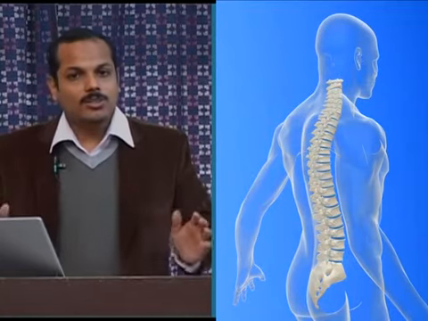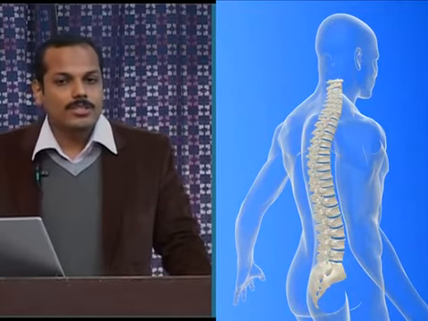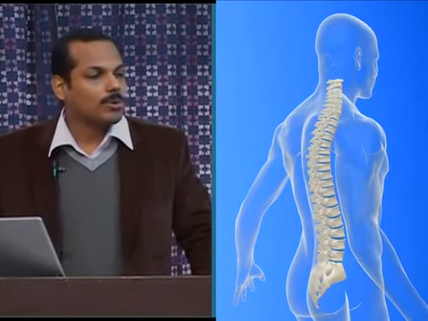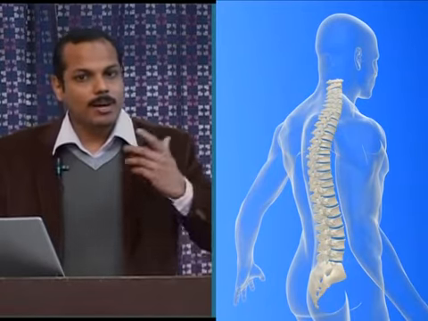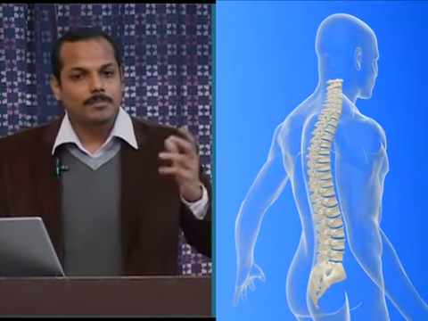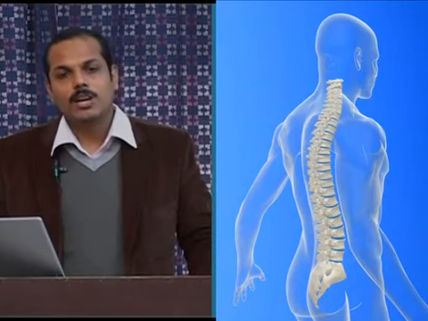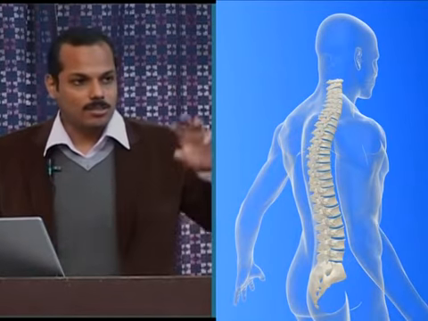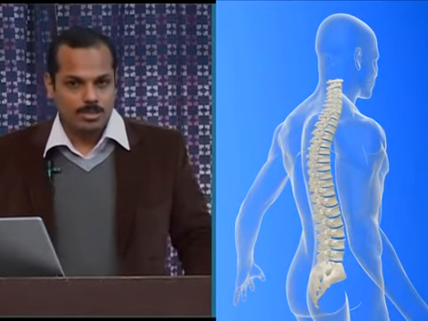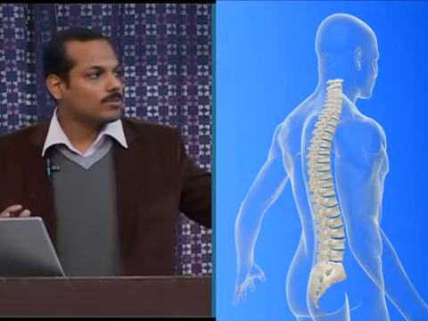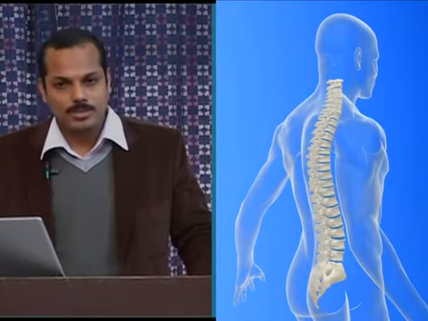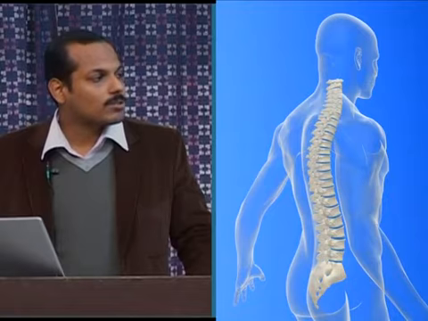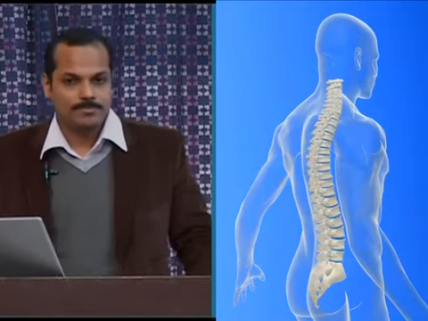Like any other joints, the vertebral joints have both stability and mobility functions. In some parts it is more mobile, and in other areas it is more stable and less mobile. So the entire vertebral column and its joints are both stable and mobile.